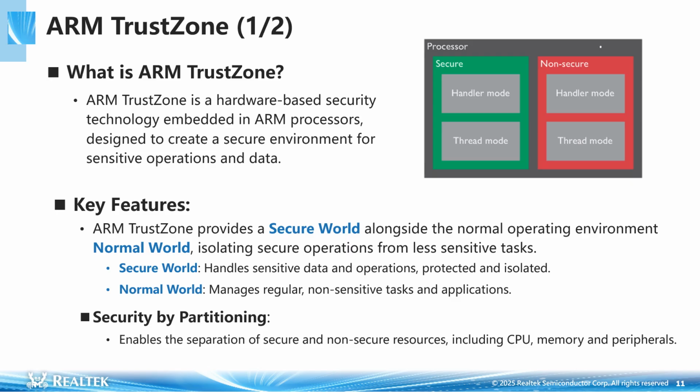Secure World is dedicated to handling sensitive data and operations. It's protected and isolated from the rest of the system to prevent unauthorized access. Normal World is where regular, non-sensitive tasks and applications are managed, ensuring that they do not interfere with the Secure World operations. TrustZone security is fundamentally built on partitioning, which includes CPU, memory, and peripherals.